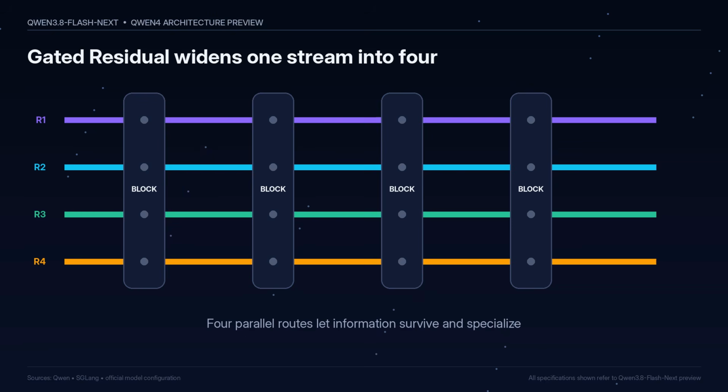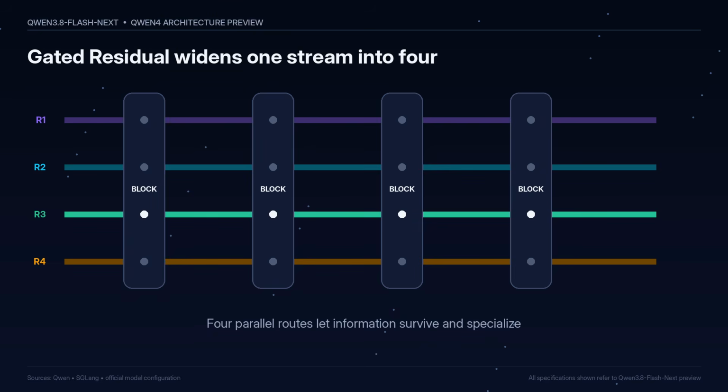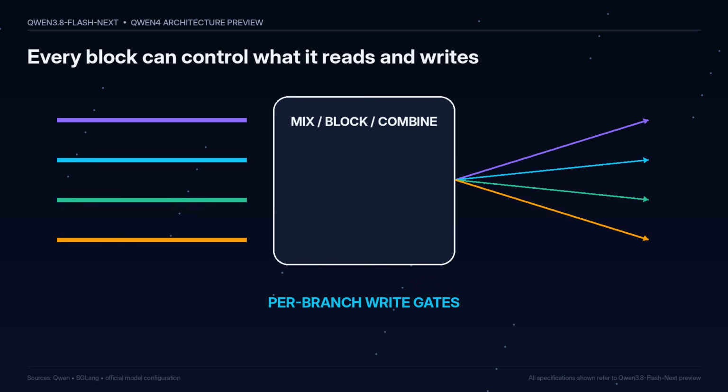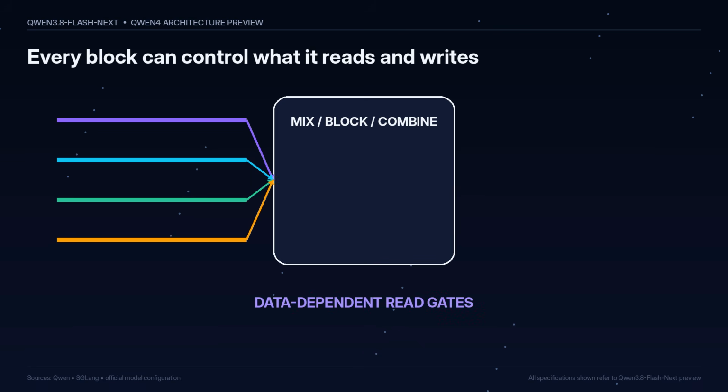Instead of one residual stream, Qwen3.8 Flash Next has 4 parallel residual branches. Imagine replacing one highway with 4 highways. Each layer can dynamically decide: which highway should I read information from? How much information should I take? And which highways should I write the result back into? The read operation uses a data-dependent element-wise gate, while writes are controlled per branch.